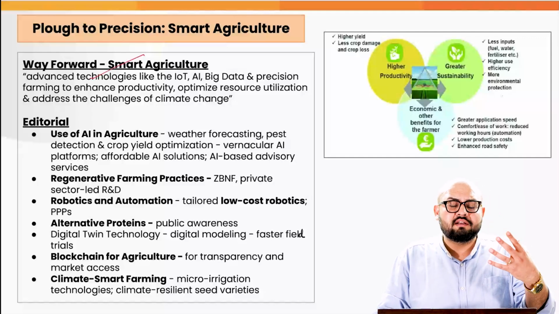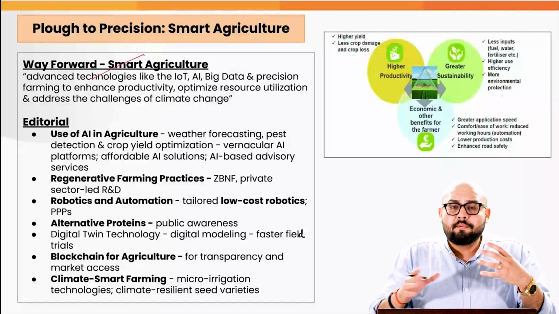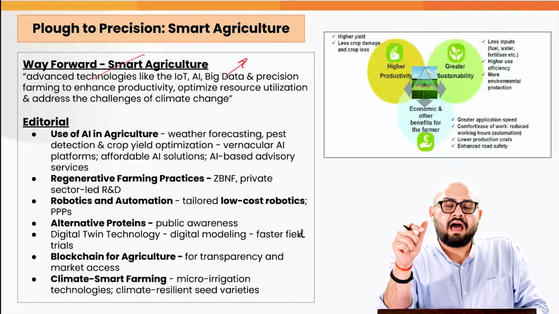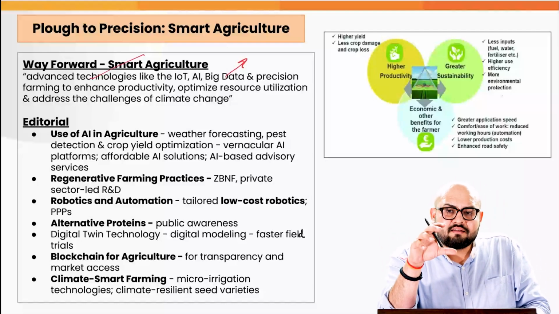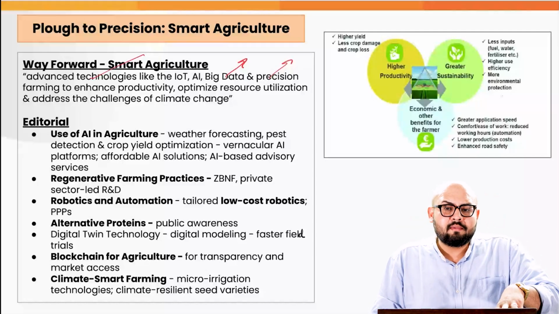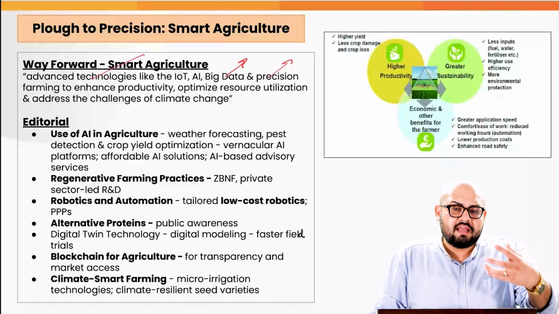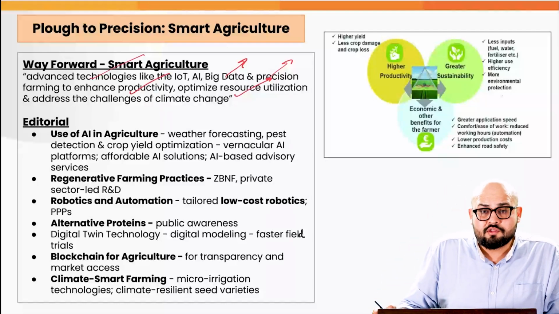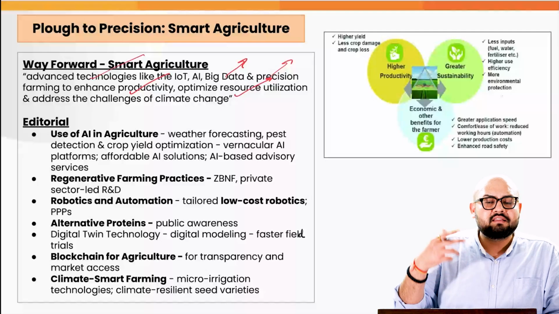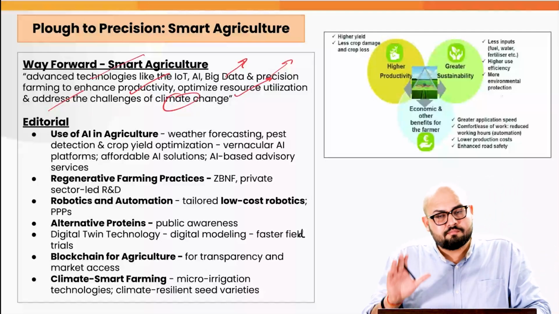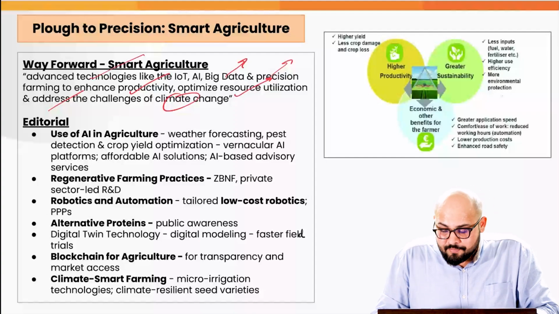Next is artificial intelligence. If you're using artificial intelligence, it would lead to proper predictive analytics, right? Next is big data. On the basis of the data, you can have decision making, right? And that decision can be effectively used. Next is precision farming. Precision farming can be used for the chemical inputs, for the fertilizer usage, right? To enhance the overall productivity, optimize the resource utilization, be it the water, be it the chemical inputs, and address the challenges of climate change. So smart agriculture is the next move, right?